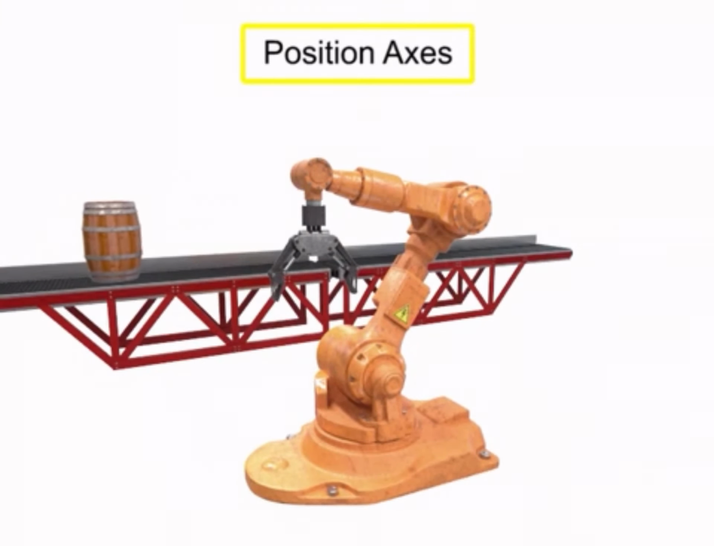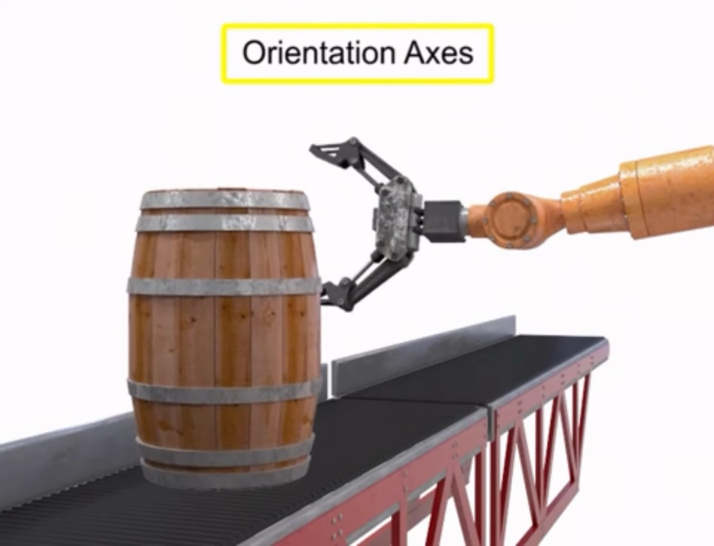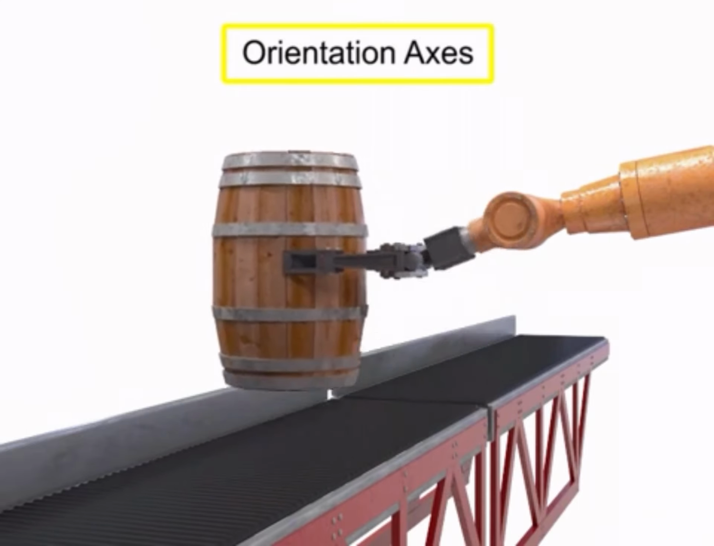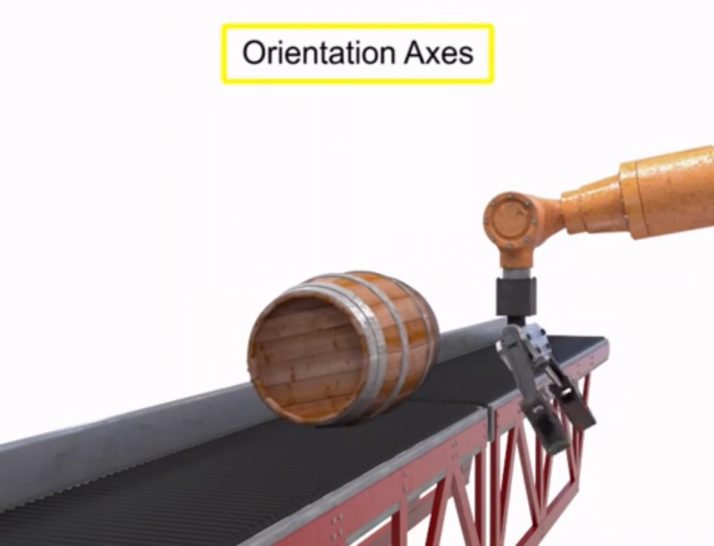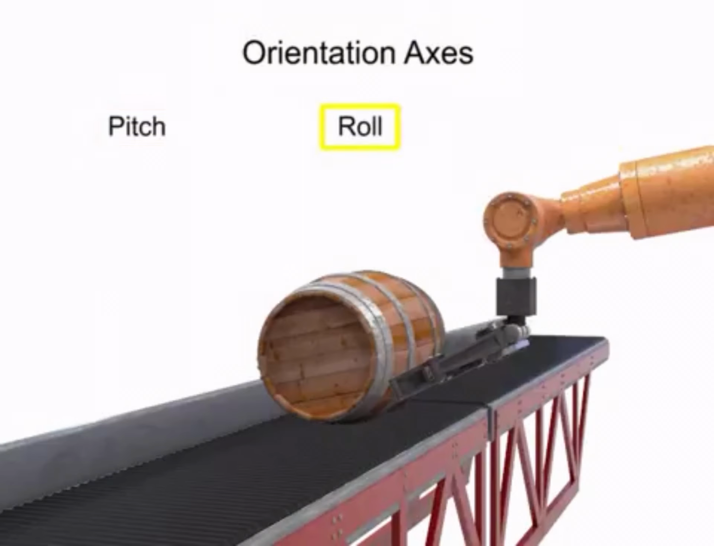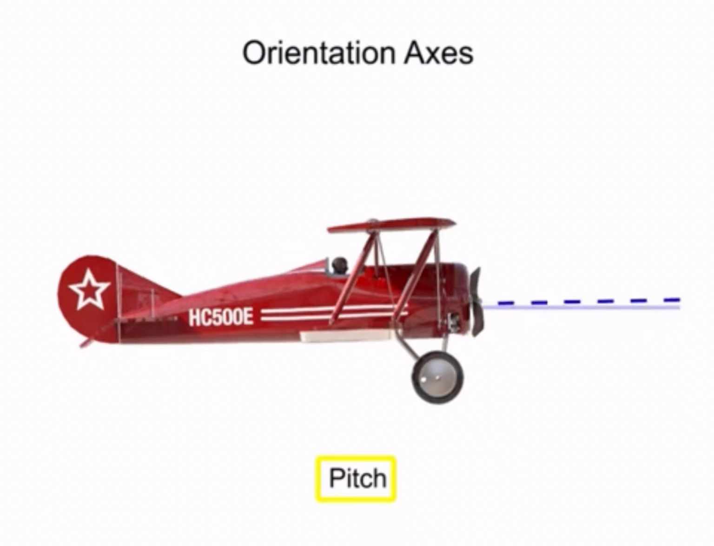While the position axes locate the tool in the work area, the orientation axes help orient the tool in relation to the workpiece. The types of movement along orientation axes are defined as pitch, roll, and yaw. These movements all occur from the same joint, the wrist, but along 3 distinct axes. This type of movement is most easily illustrated as it relates to aircraft movement.